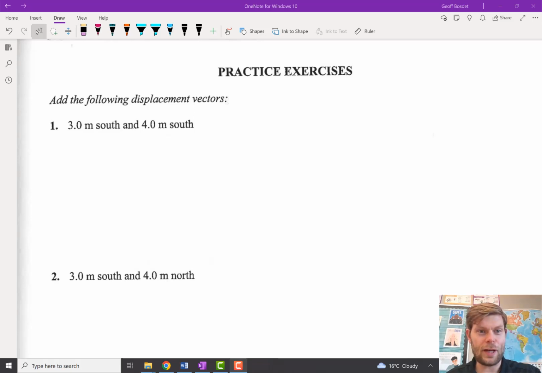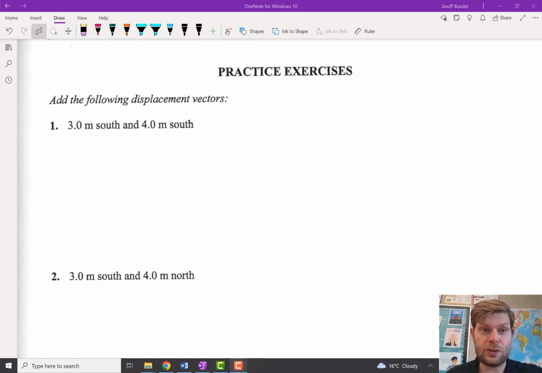Let's talk about adding vectors. We're going to start with some simpler problems. And keep in mind, right now we're working with displacement. However, all vectors add the same. So whether you're adding velocities or accelerations or forces or field strengths, it's all identical. You can always pretend it's displacement, so you get the benefit of your intuition for how displacement works.